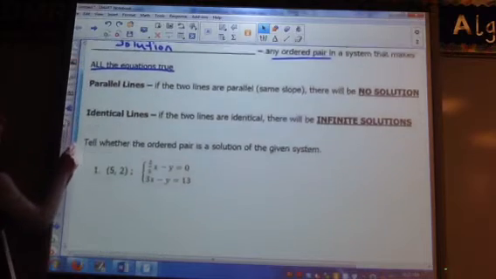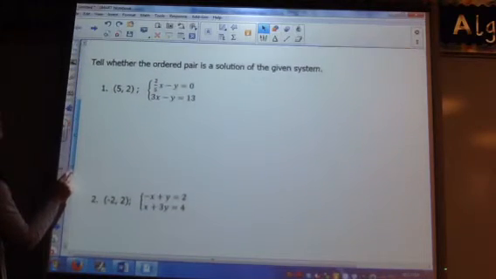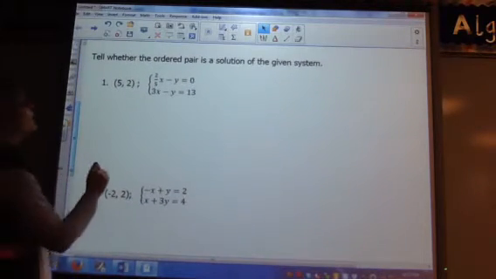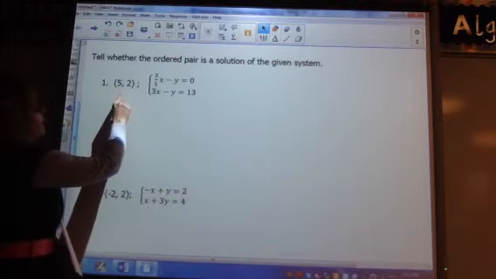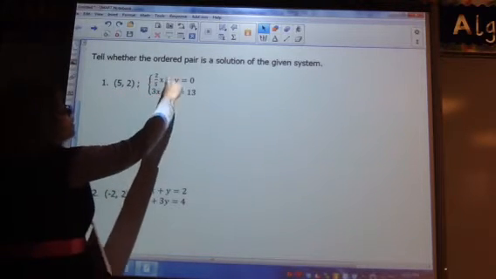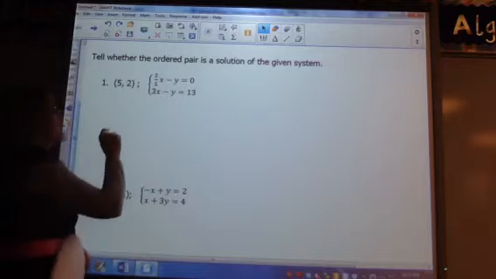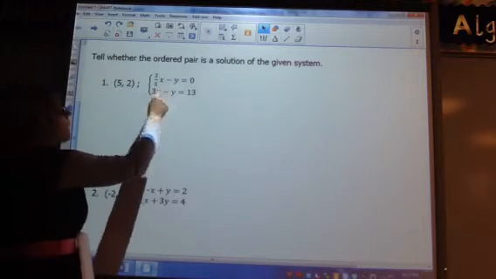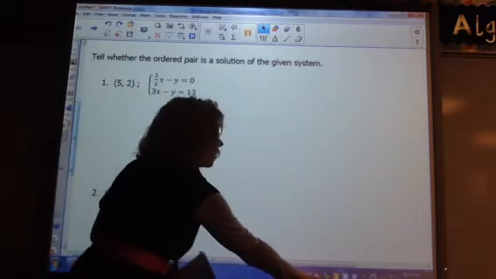Okay, so let's get started. What we're going to do first is see if this point is a solution to these two equations. And if it's a solution, it will make these two equations true.